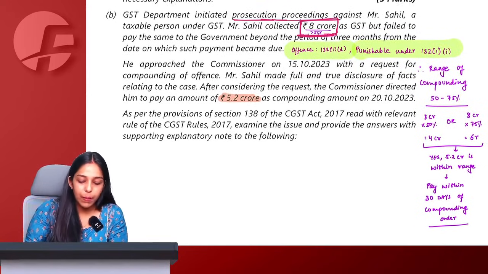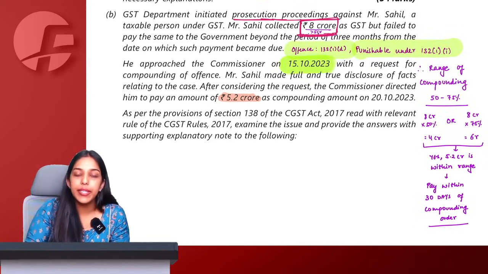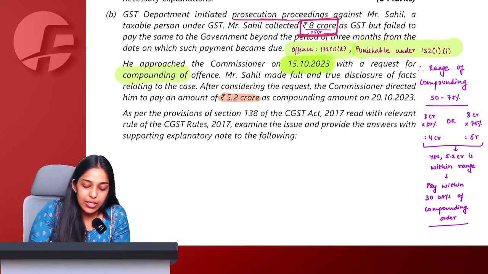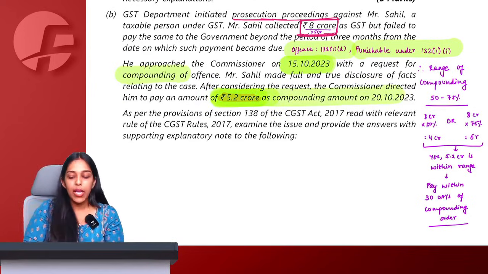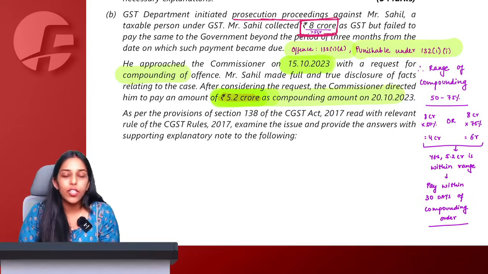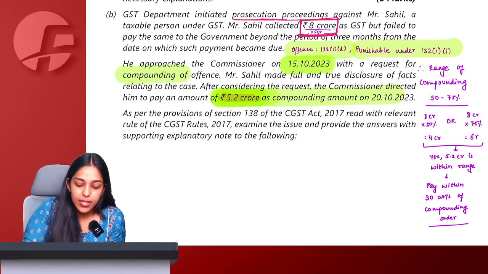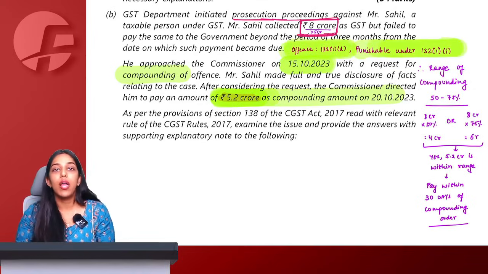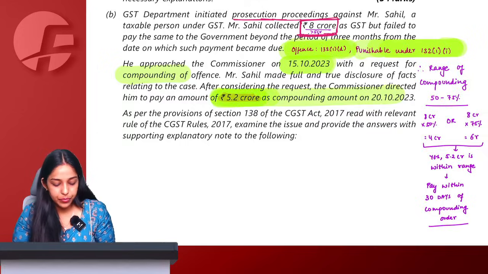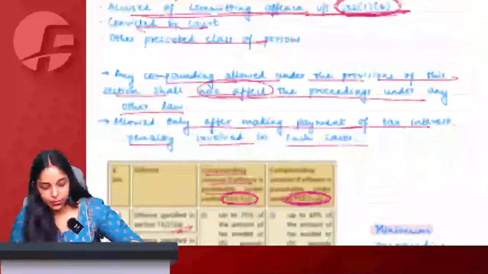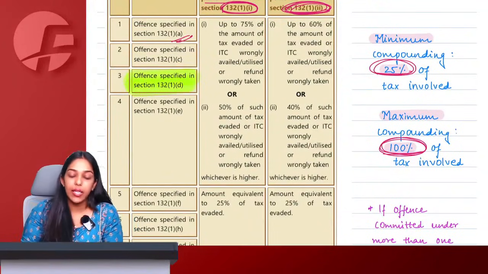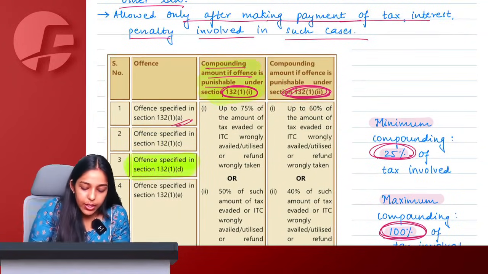Now he approached the commissioner on 15 October 23 with a request for compounding, and he is saying that he has made all the full and true disclosures. The commissioner is asking him to pay 5.2 crore as compounding. Whether this is correct or not is what they are asking. So let us see, for an offence under 132(1)(d), punishable under 132(1)(i), what compounding is allowed. So this is an offence under 132(1)(d) and punishable under 132(1)(i).